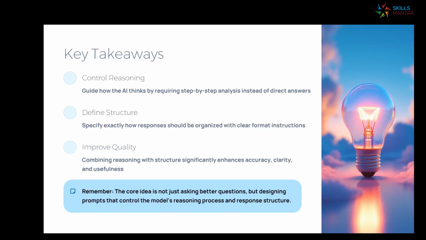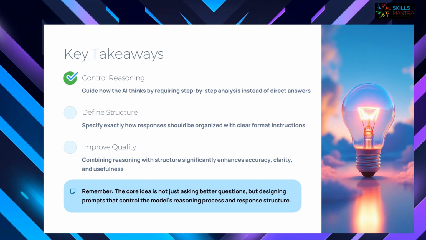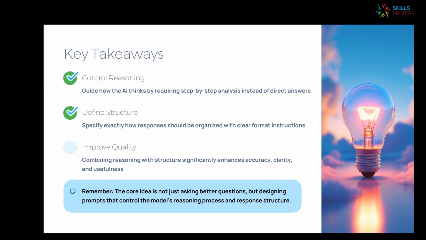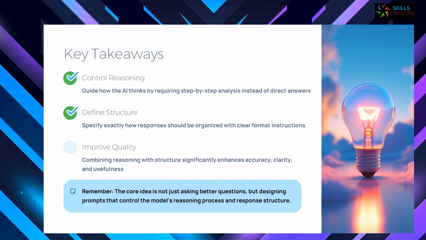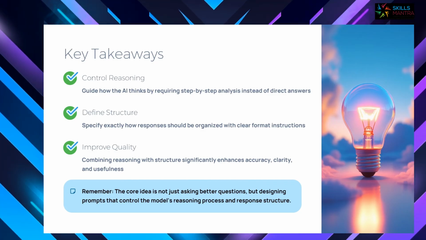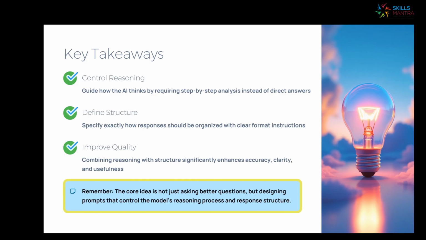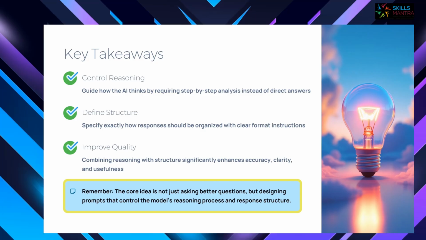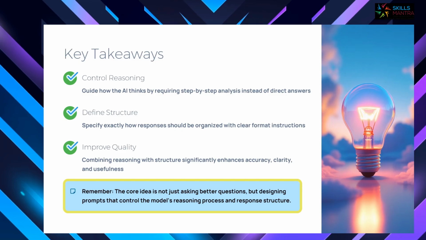There are 3 key ideas to remember. First, control reasoning. Guide how the AI thinks by requiring step-by-step analysis instead of direct answers. Second, define structure. Specify how responses should be organized using clear format instructions. Third, improve quality. Combining reasoning and structure greatly improves accuracy, clarity, and usefulness. The key concept is that prompt engineering is not just about asking better questions. It is about designing prompts that control how the model reasons and structures its response.